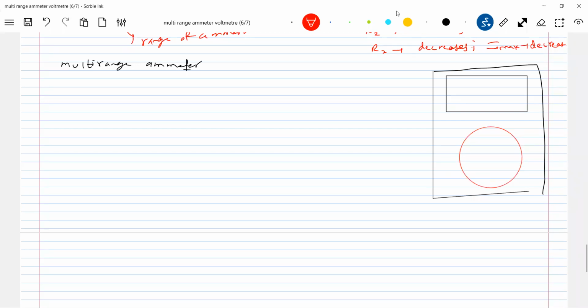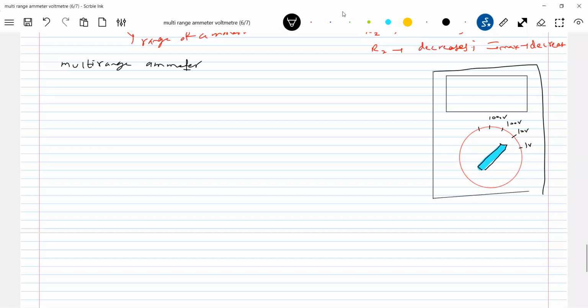So this will be the knob. So here you will give the knob. You will mention the range, like 1000 volt, 100 volt, 10 volt, 1 volt.